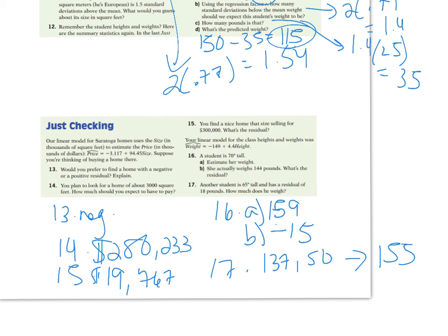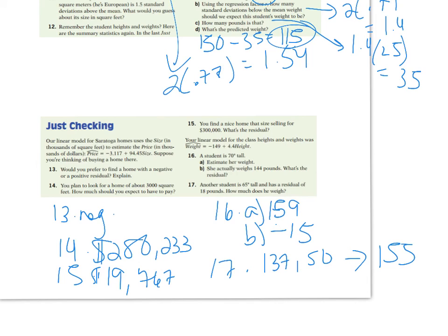14 was 280,233, because you're just plugging that into the equation, right? So very similar to one we already did. Number 15 is 19,767. Again, you should be able to calculate that. 16A, if you estimate her weight, it's 159 pounds. B was negative 15. Okay, it should be a negative number.